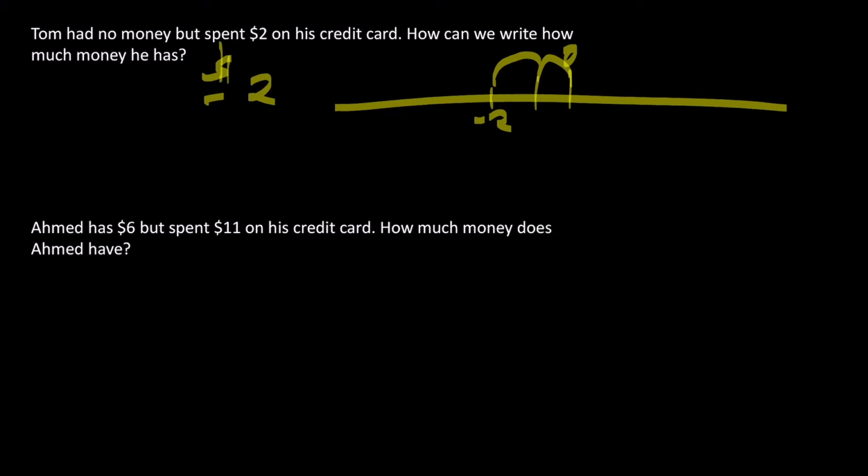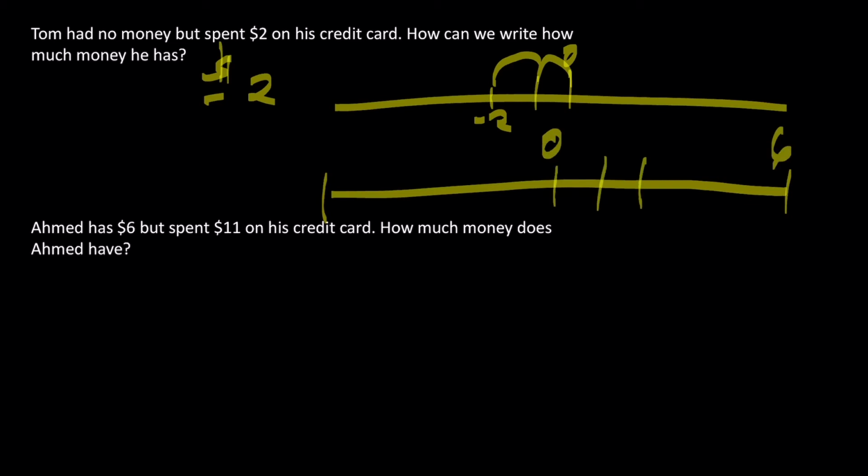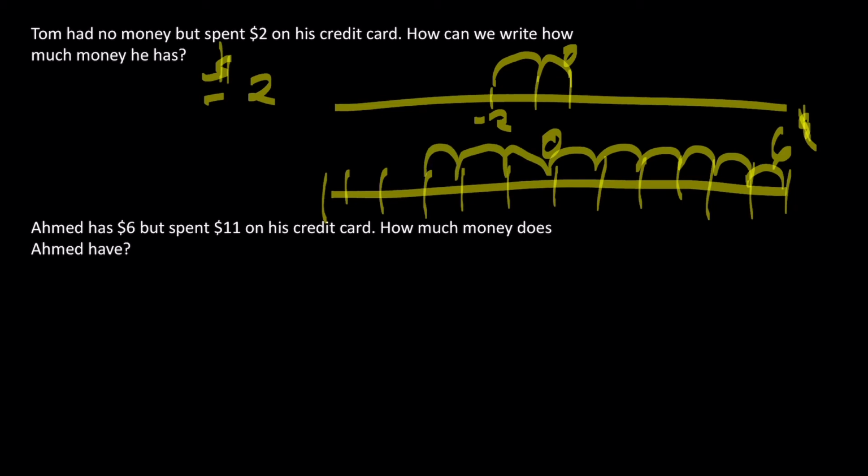So Ahmed has $6. There's another number line. He has $6. Lucky guy. 4, 5. Okay. There we go. And now he's going to spend, so he has $6 and now he's going to spend $11. So it's 1, 2, 3, 4, 5, 6, 7, 8, 9, 10, 11. And how far are we behind the 0? So we're 1, 2, 3, 4, 5. So we're at -5 there.